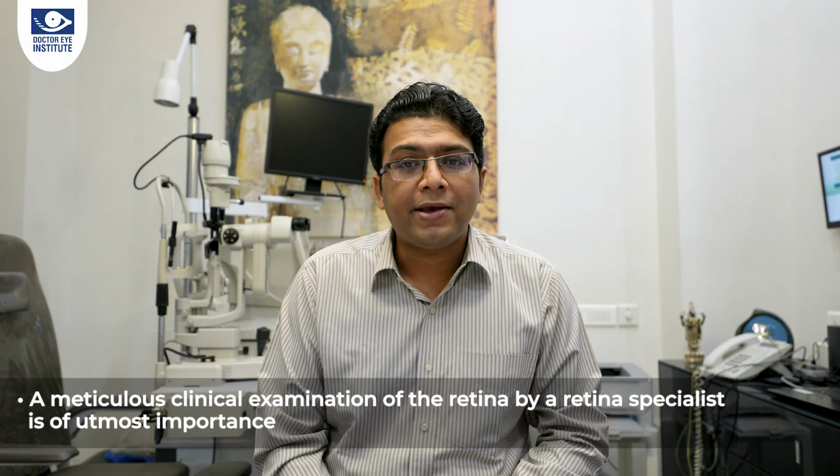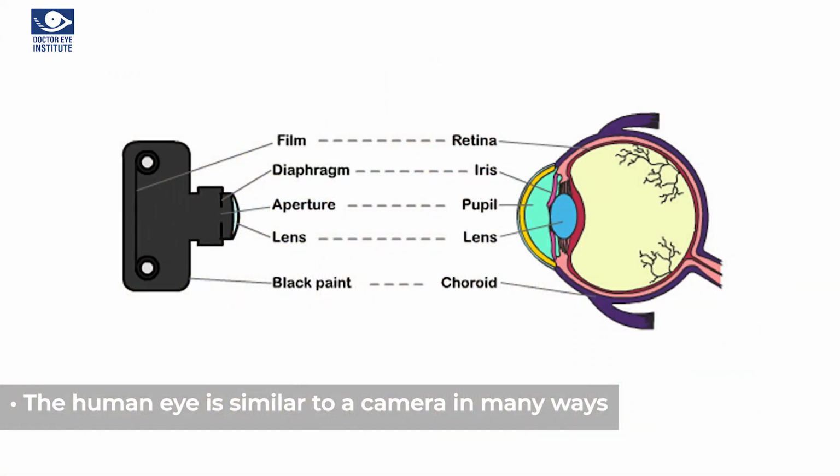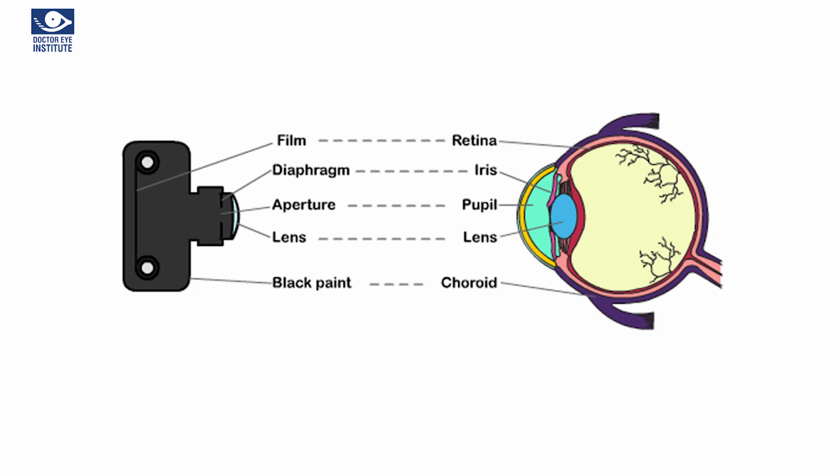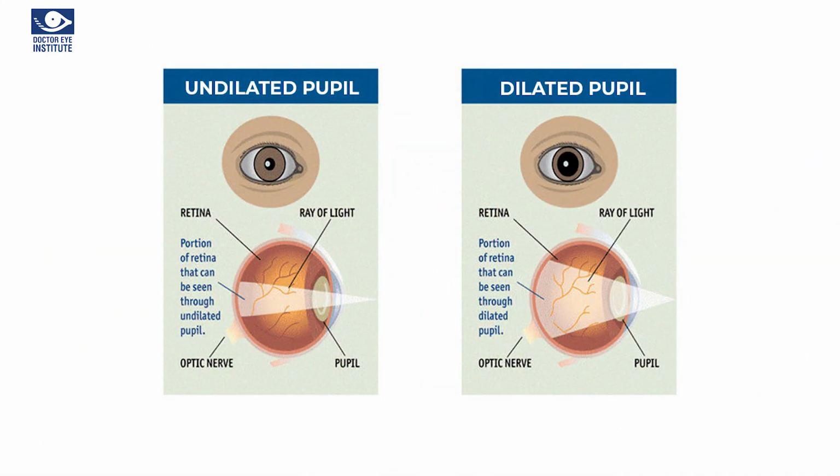Friends, as you may recall from my introductory video on the structure and function of the retina, the human eye is analogous to a camera in many ways. Just like the aperture in the camera, the pupil or the central black dot in our eyes controls the amount of light that enters our eyes and also the amount of retina that is visible to an eye doctor. In its natural state, the pupil is only about 3 millimeters in size, and therefore it allows only a small central portion of the retina to be examined and checked by the eye doctor.